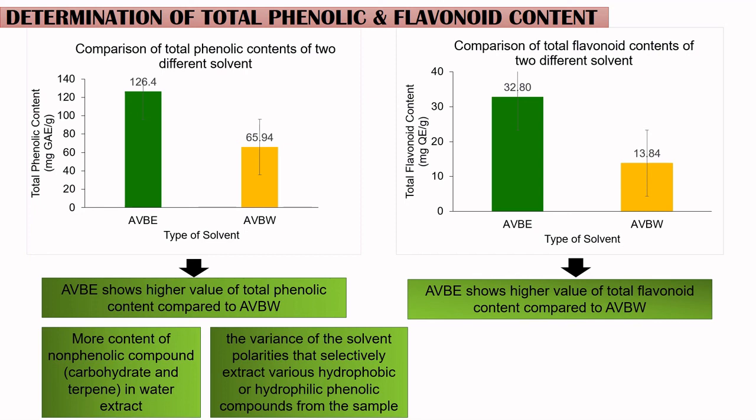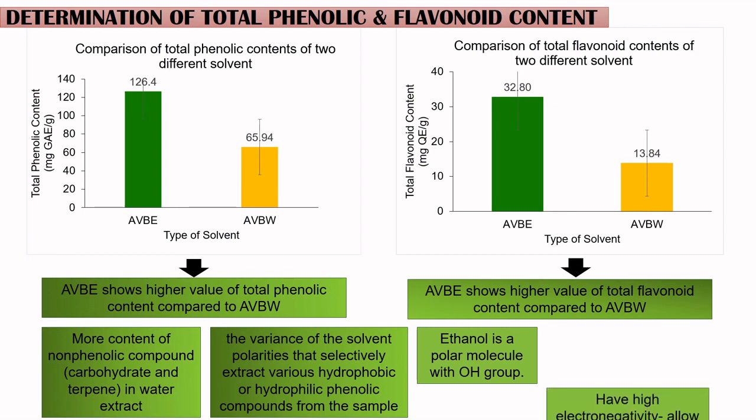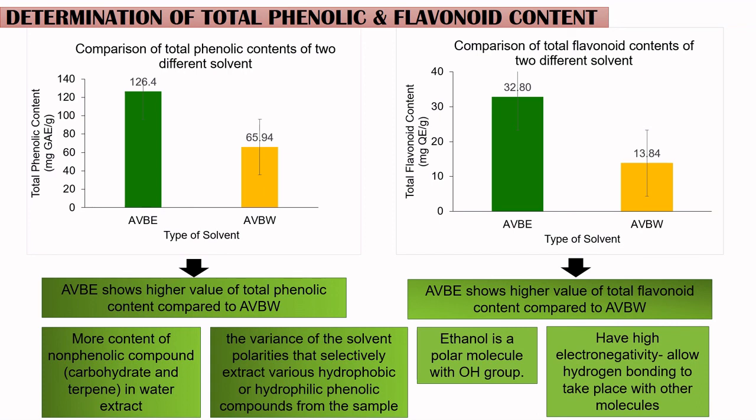Besides that, ethanol as a solvent is also a polar molecule because it has a hydroxyl group. It also has the electronegativity of oxygen, which allows hydrogen bonds to take place with other molecules. The ethyl group in ethanol is nonpolar and the hydroxyl group is polar. So, ethanol can dissolve both polar and non-polar substances.